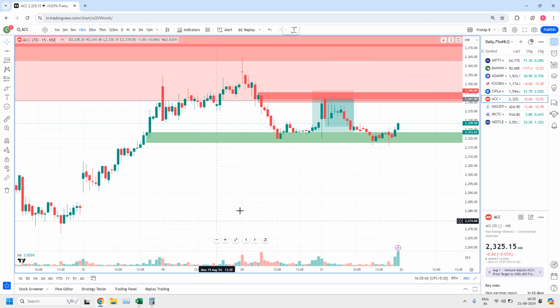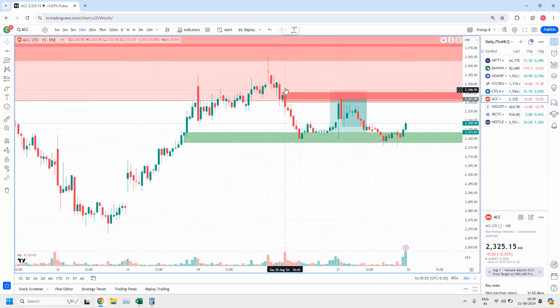The only thing I am wondering is how I missed this in fine-tuning. Maybe I was in a sleepy mood when I was fine-tuning these zones. Sorry. But anyway, definitely you guys would have done this and you would have got a good trade from this stock today, ACC. So please comment in the comment section if anybody took this ACC trade. I will be happy that you are properly fine-tuning the zones.